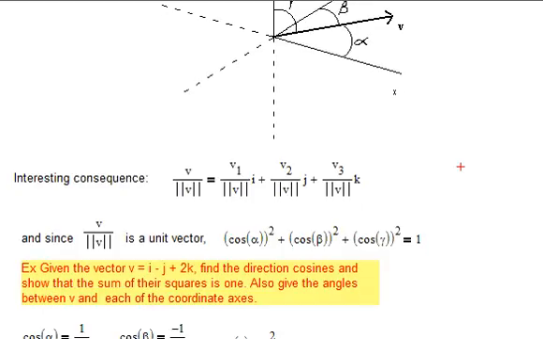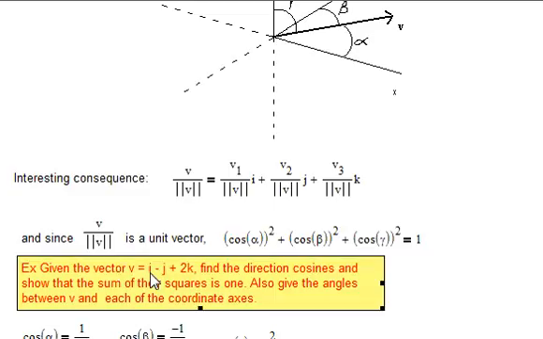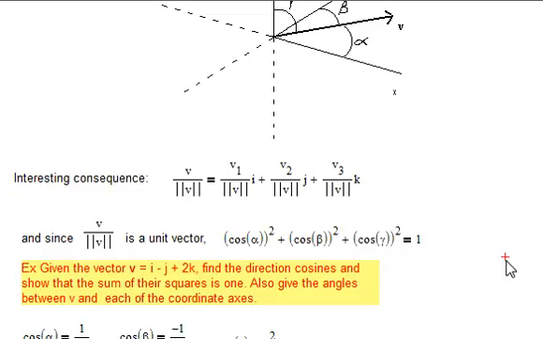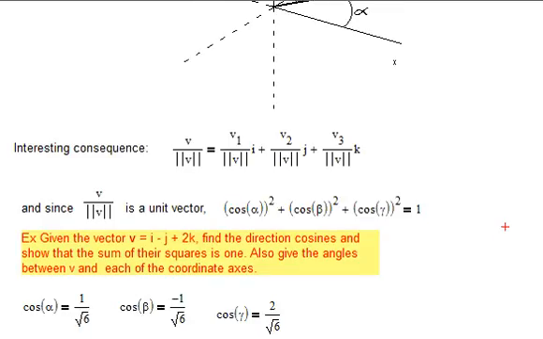Okay, let's do an example with this. Given the vector i minus j plus 2k, find the direction cosines. Remember what they are: the angle between the vector v and the x, y, and z axes, respectively, or we could call it between the vectors i, j, and k, and show that the sum of their squares equals 1. Also give the angles between v and each of the coordinate axes. Okay, so we're going to do everything over this one.